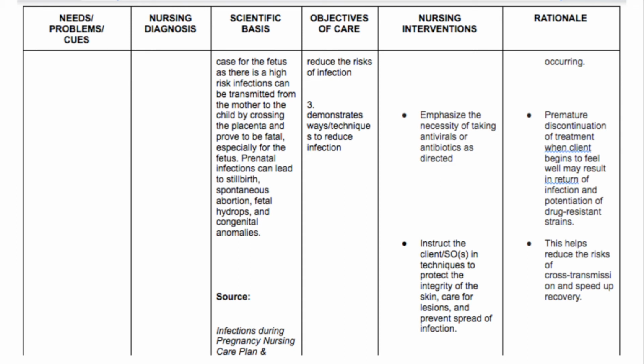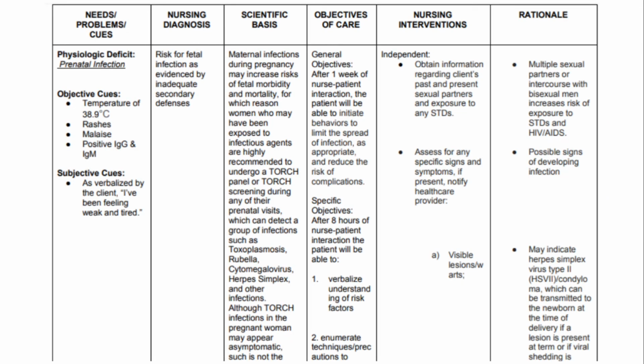For nursing interventions, we have independent, dependent, and collaborative interventions. By first obtaining information regarding clients' past and present sexual partners and exposure to any STDs, we are able to determine that the woman may be at risk for exposure to STDs and HIV or AIDS.